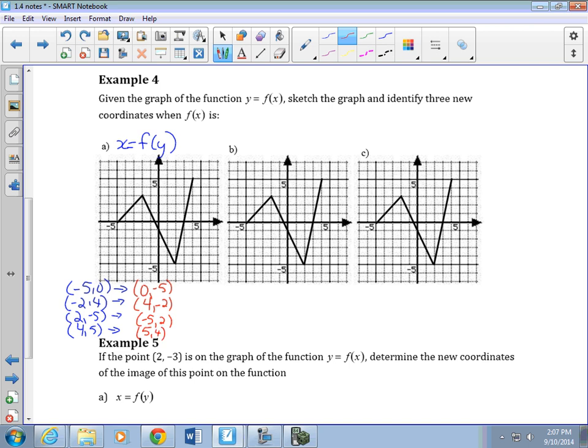So 0, negative 5, 4 and negative 2, negative 5 and 2, positive 2, yeah. And then the last one was at 5 and 4.